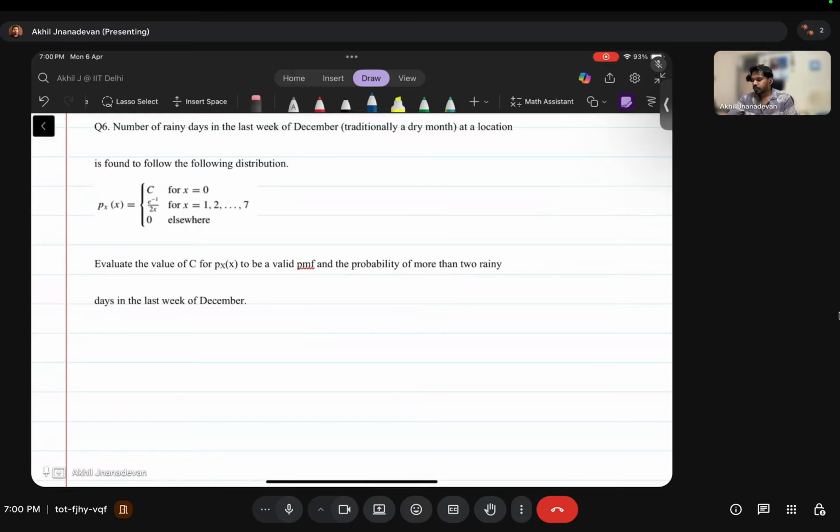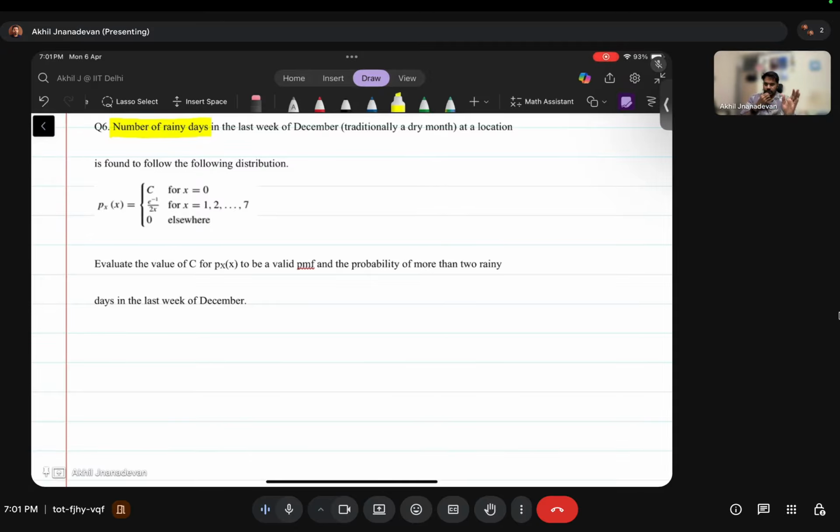Now we can move on to the sixth question. The number of rainy days in a week of December at a location is found to be following. So it is the number of rainy days in a week. We are coming to probability distributions now. If you remember the lecture, we saw what a random variable is, that is the first thing we showed. A random variable is something that comes with some randomness.